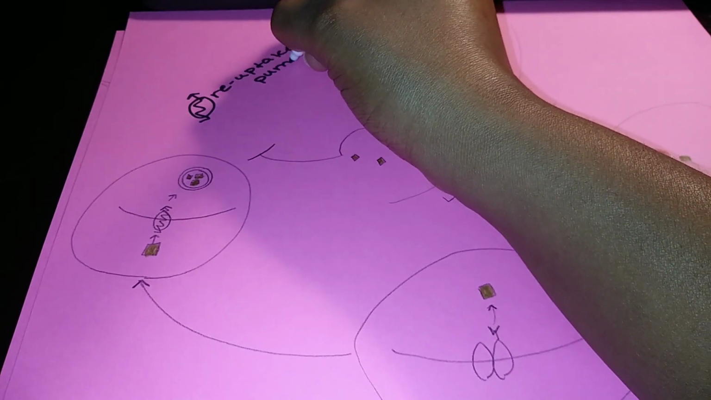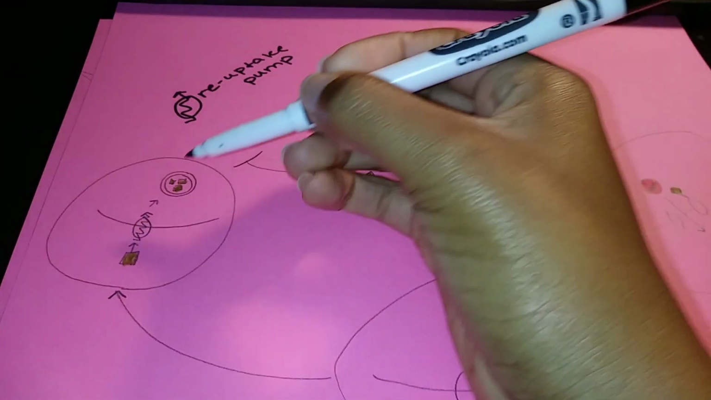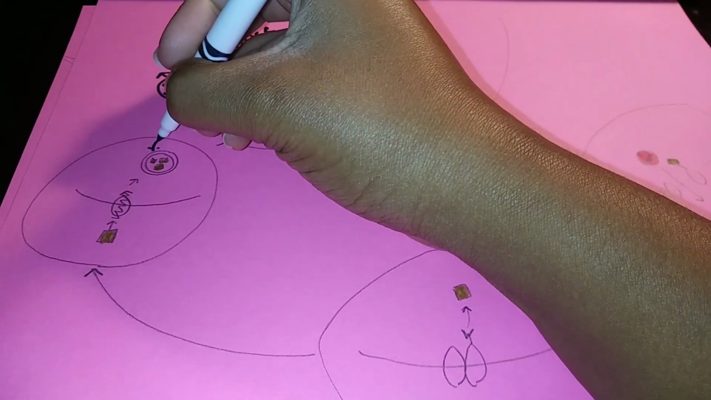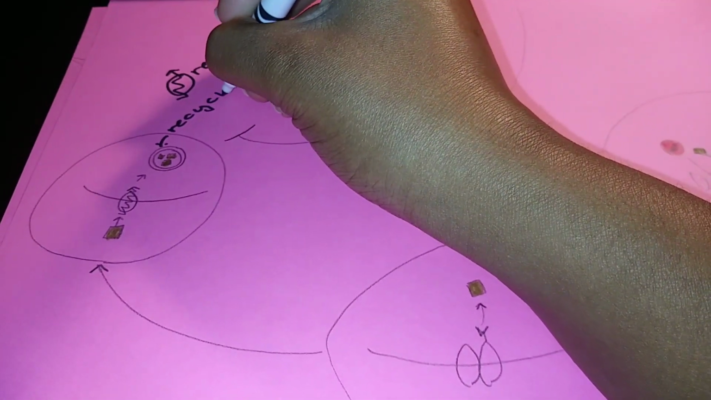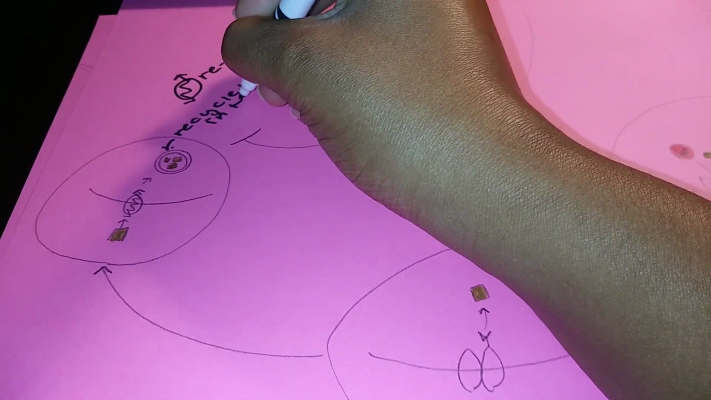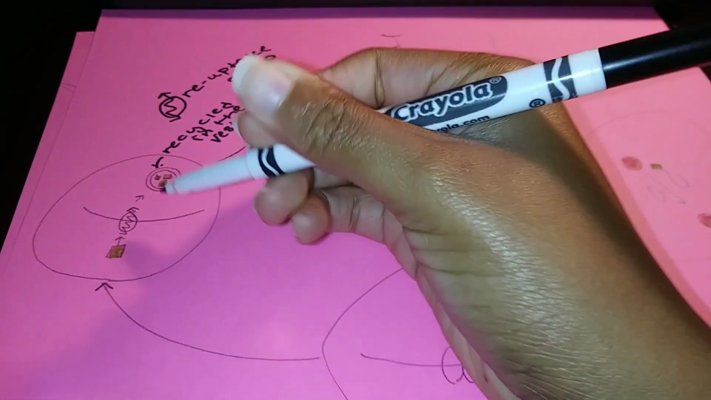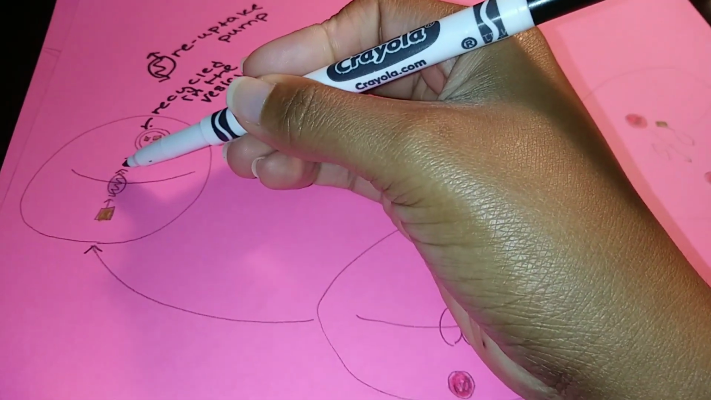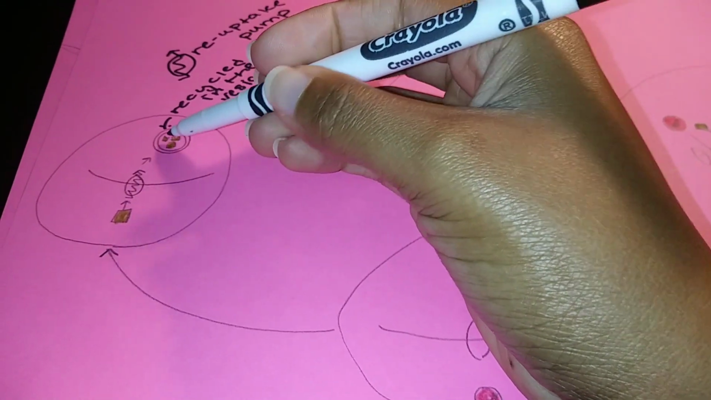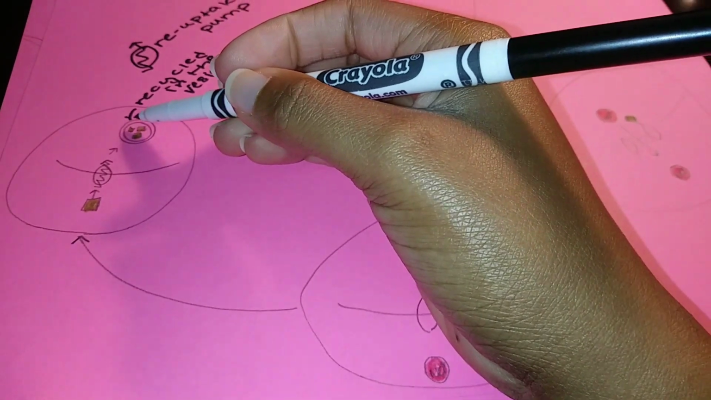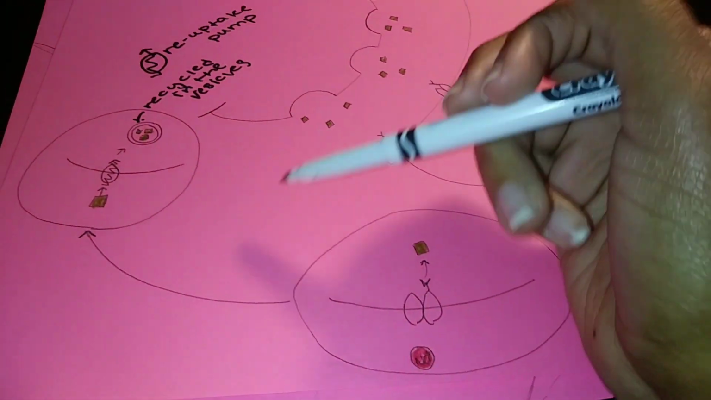The reuptake pump. And they go back. They are reused and recycled in the vesicles. Like I said, the neurotransmitters will go up the reuptake pump, they'll go back inside the vesicles, the vesicles will go back around, and then the cycle will repeat itself.